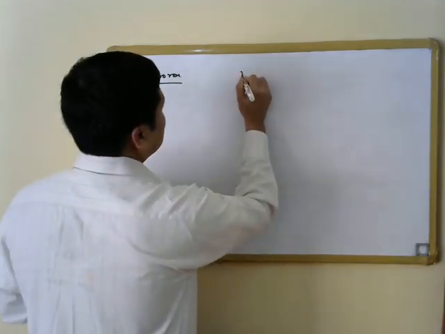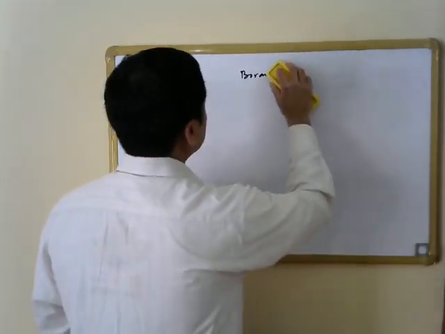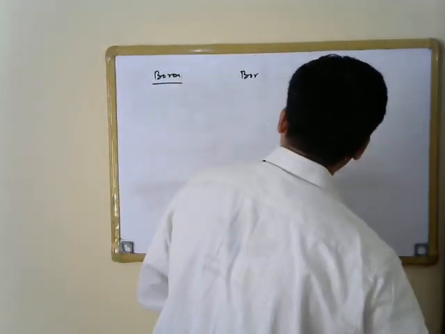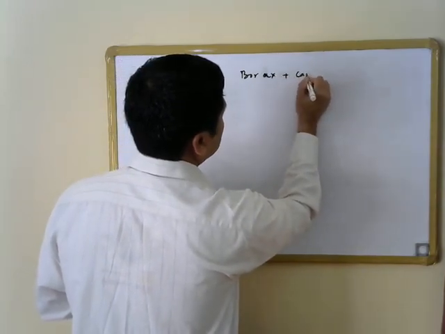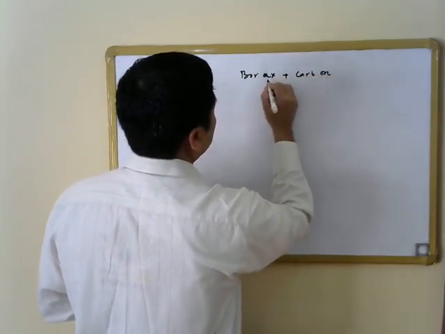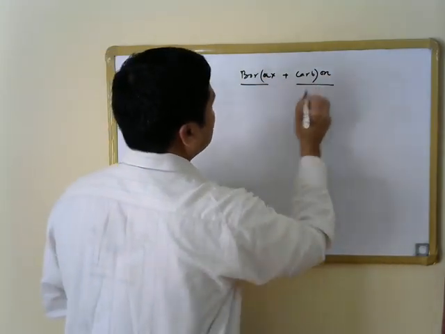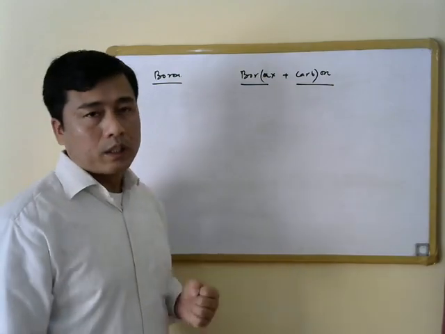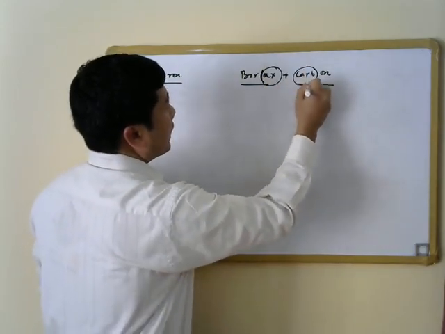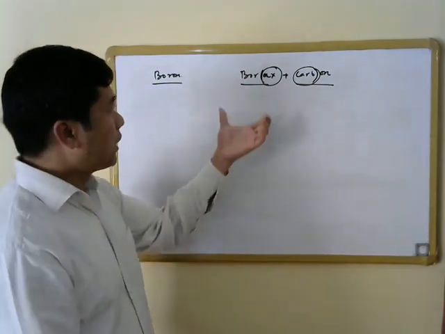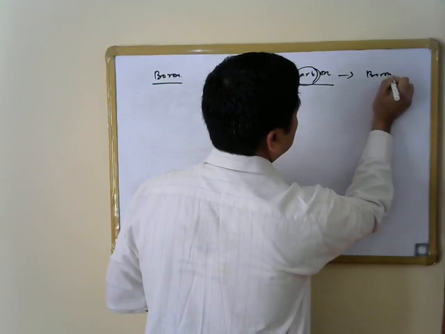So one can get the name boron. When you use borax and carbon, from the name borax you get rid of this AX here, and then take CARB over here, and then one obtains the name boron.